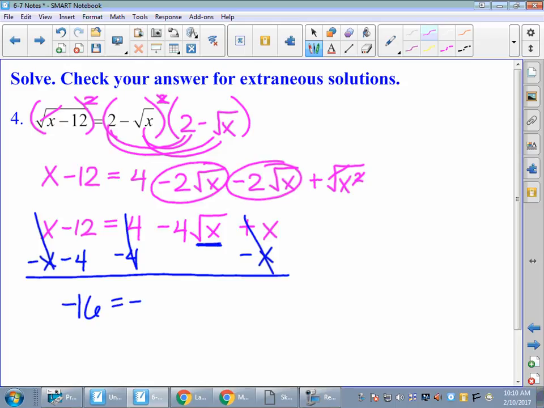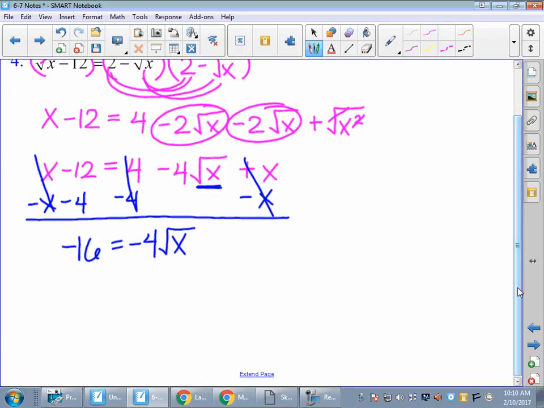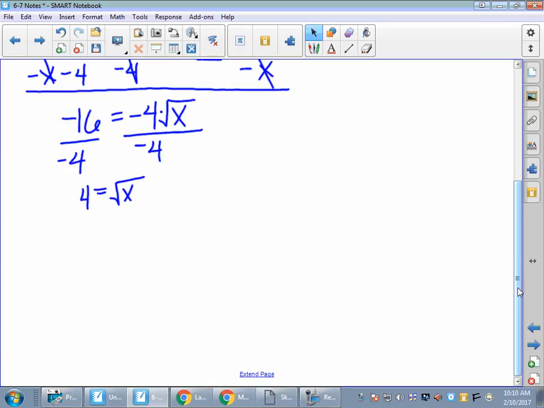So I'm just going to clean up what I got. So this is what I have so far. Negative 16 is equal to negative 4 root x. Let's isolate it a little bit more. This negative 4 is multiplying the square root of x. So if I divide by negative 4, divide by negative 4, I get a positive 4 is equal to the square root of x. And now we're ready to just square both sides, and x is equal to 16.